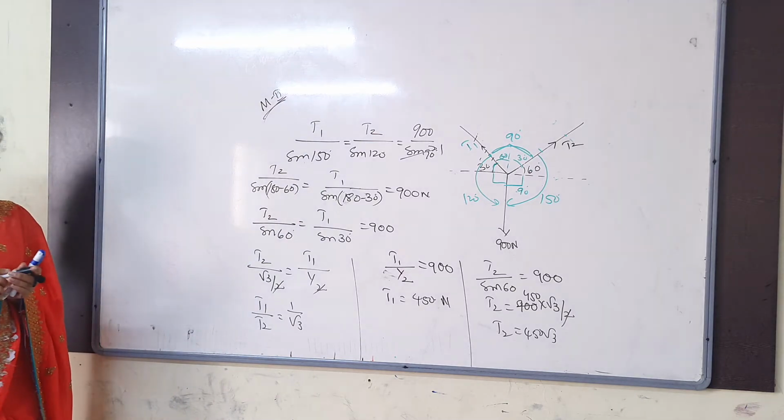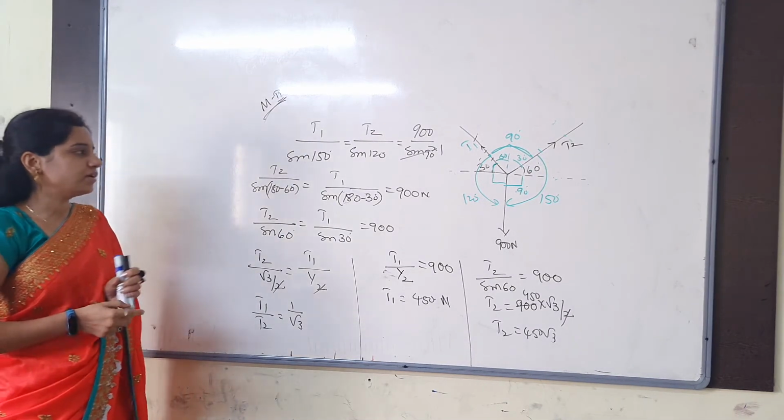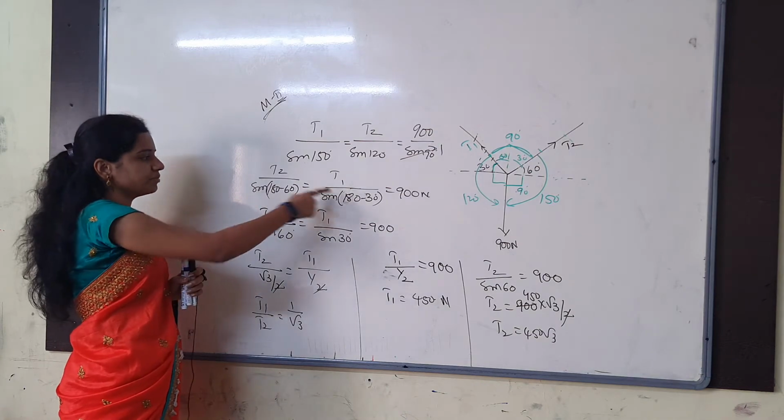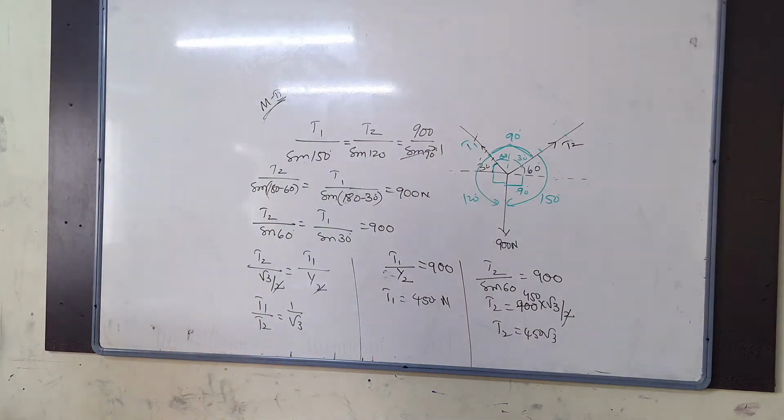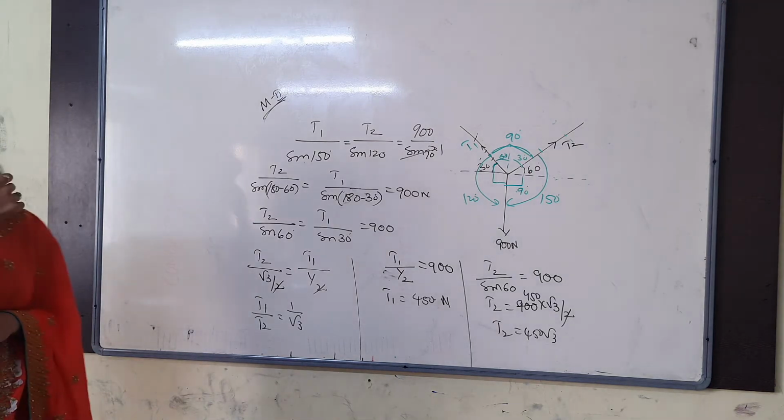And in this method, you will make some silly mistakes. You will make silly mistakes here only, in sin(90 plus theta), sin(180 minus theta), in that only. So instead of following that, it is better to follow the formula method only.